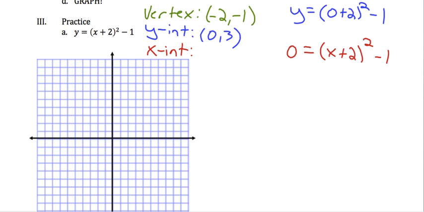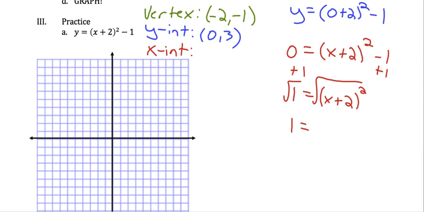Okay, we actually know how to solve equations like this. This is very similar to what we did with completing the square. So we have a perfect square trinomial that's already factored. So I'm just going to add 1 to both sides. And then I'm going to take the square root of both sides, keeping in mind that when I take the square root of a variable squared, I need to use absolute values.